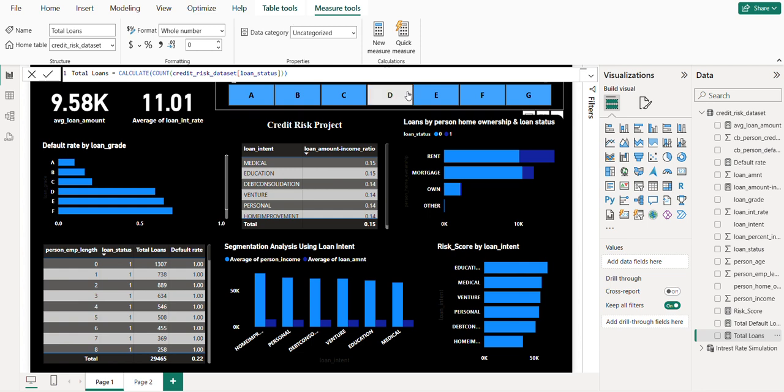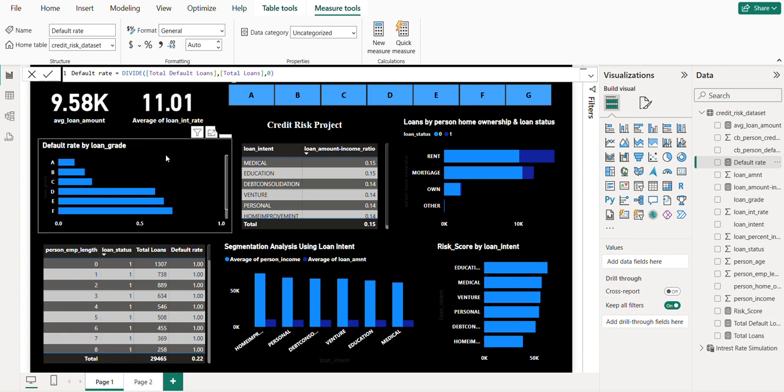Now we have to calculate the default rate. For the default rate we have used a formula here. Let me show you that formula also. The default rate, yeah, this one. So we have divided the total default loans by the total loans, and this gives us the default rate, because on this default rate we have to calculate as per the loan grades.